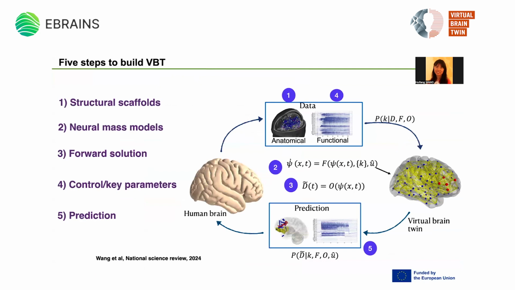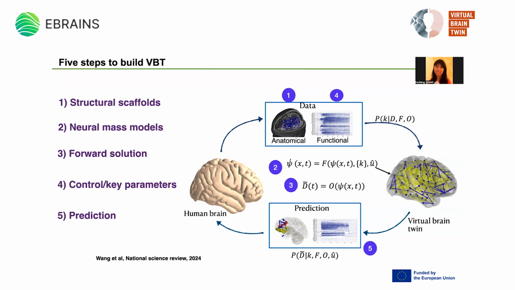Let's recap the 5 steps. 1. Building the structural scaffold. 2. Assigning the neural mass models. 3. Computing the forward solution. 4. Inferring the key parameters. 5. Finally, making predictions. We have seen an example of how the virtual brain framework works for epilepsy.